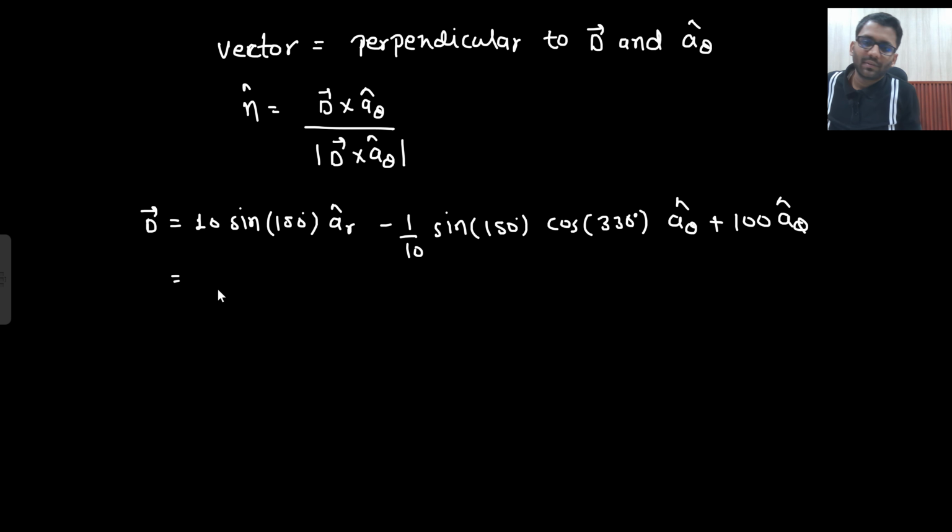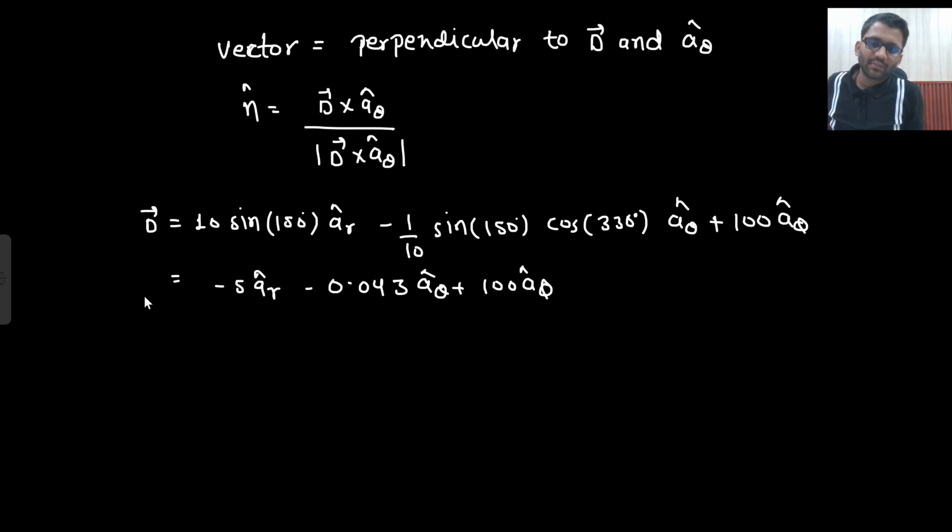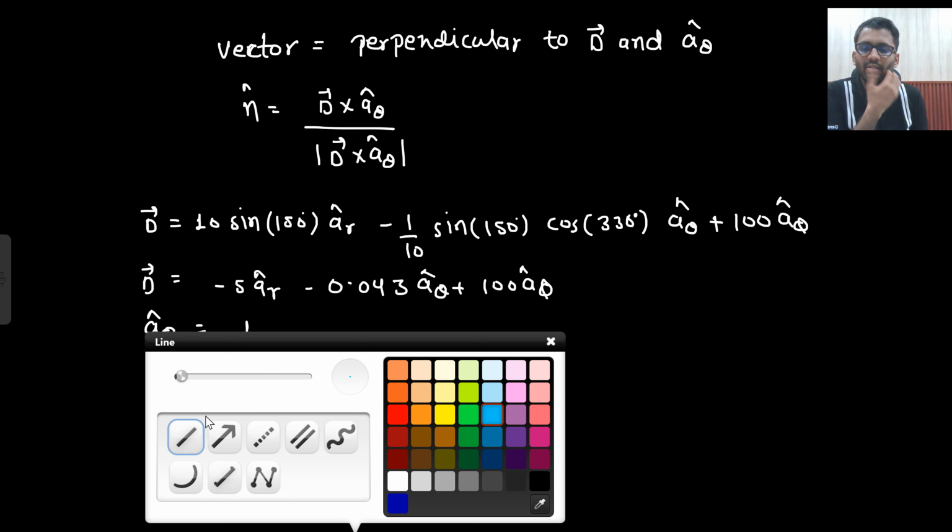Minus 5 a r cap, minus 0.043 a theta cap plus 100 a phi cap. So this is the D vector you are getting. And what is your a theta? A theta cap is a theta cap only. So what I need to calculate? D cross a theta first.